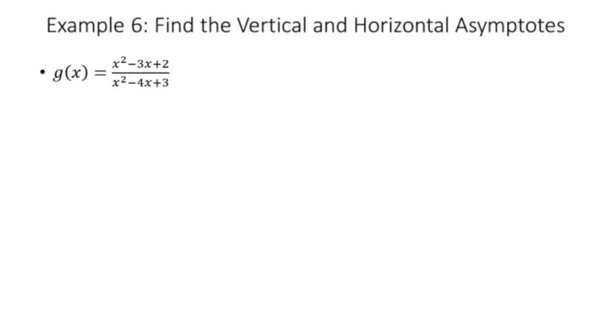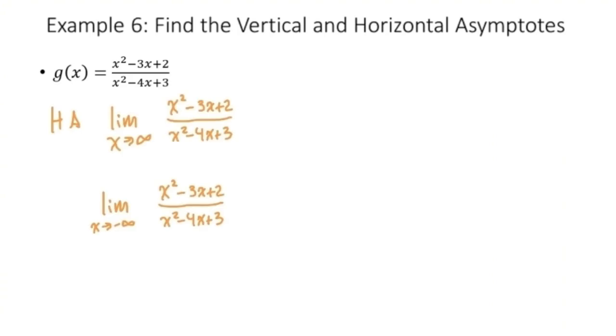Now we're going to find the vertical and horizontal asymptotes of g(x), which equals (x^2 - 3x + 2) over (x^2 - 4x + 3). We'll start by finding the horizontal asymptotes, which means we have to take the limit as x approaches infinity and as x approaches -infinity. We'll start with the limit as x approaches infinity.